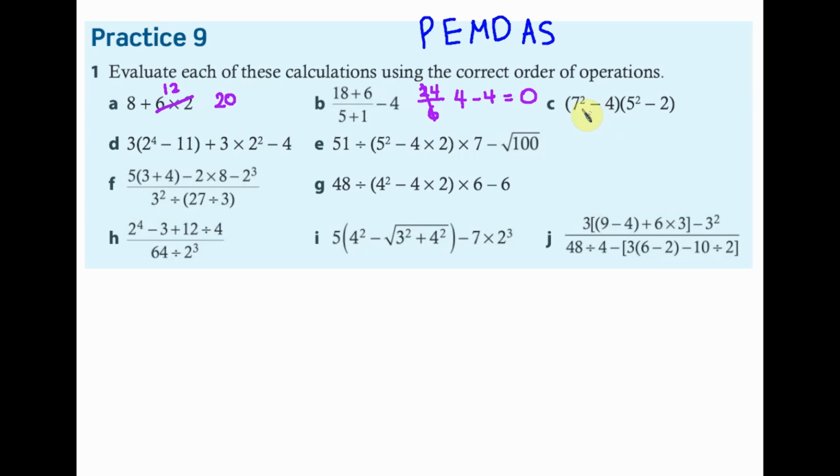Part C, in this case, if you want to perform the parentheses, we will always start from the left. So now, if I'm looking at this first parenthesis, 7 squared is 49. 49 minus 4, I get. And remember, when you have two parentheses right next to each other, they have multiplication. 5 squared is 25 minus 2, I get. Then if you multiply, what do you get? You write it down on here on your own.